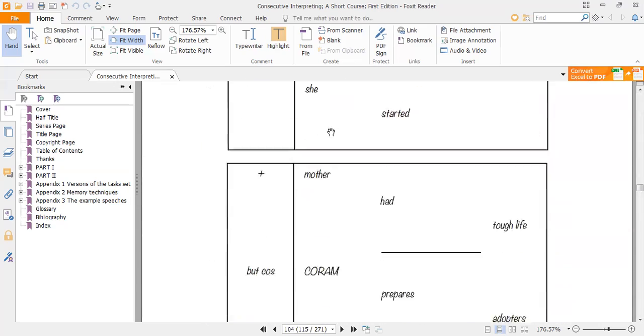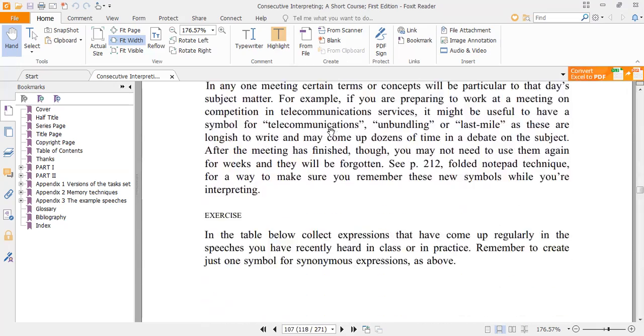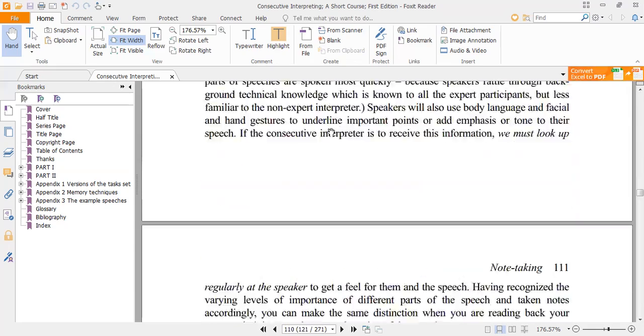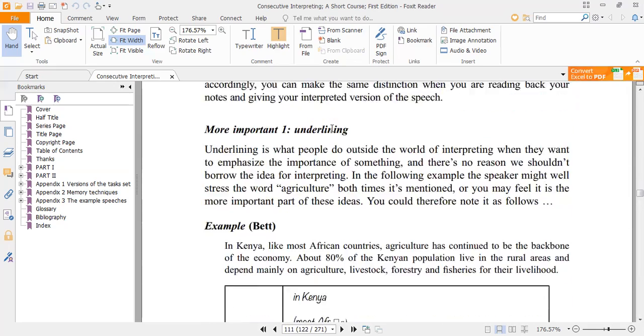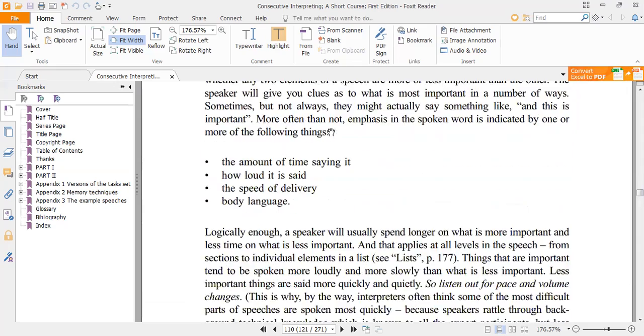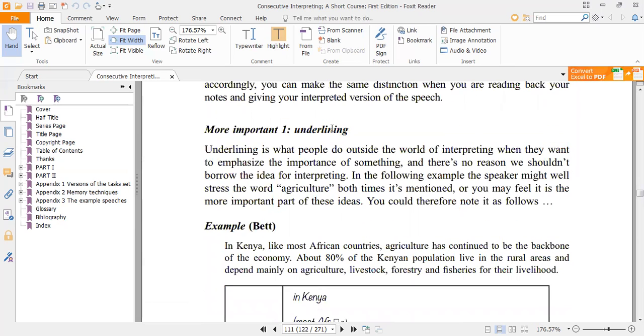Now the most important issues. How can we highlight or take notes of the most important issues? First technique is underlining. But before we talk about underlining, how can we differentiate between the most important issues and the less important issues?